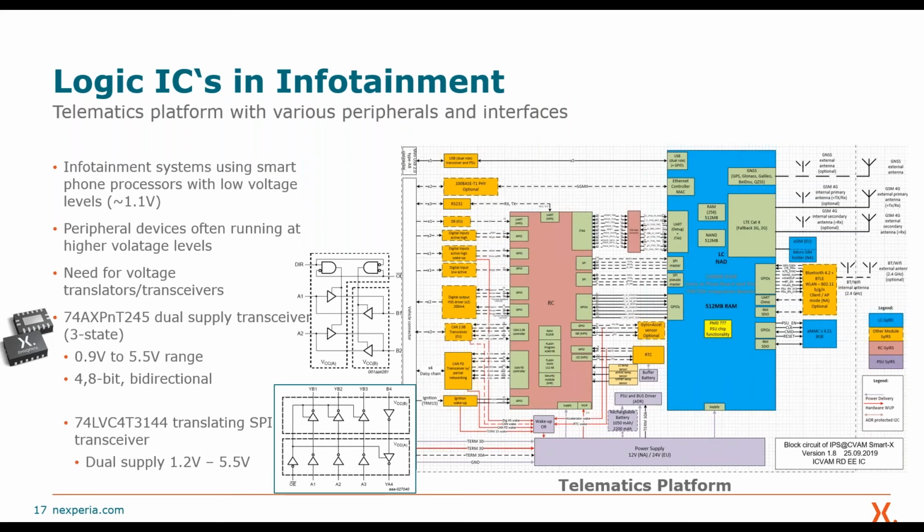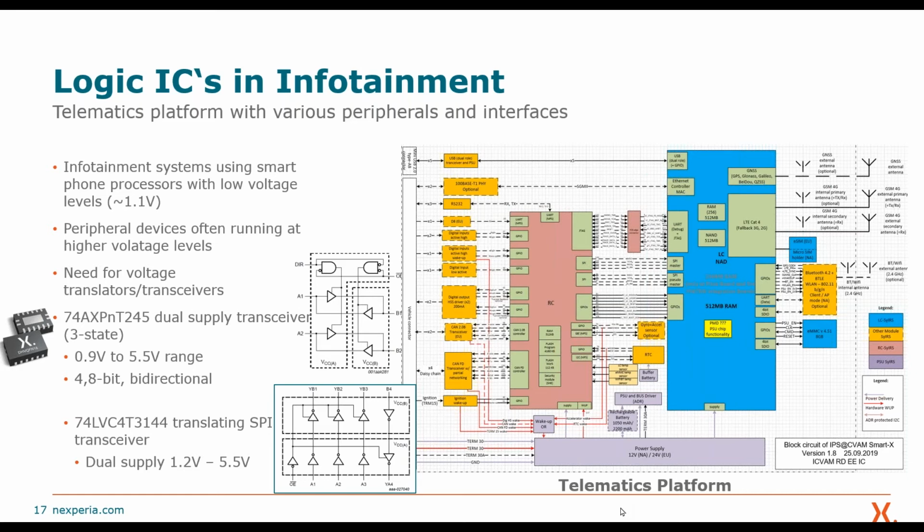Another important area is infotainment. Similar to ADAS, we also have very powerful processors, which are large, mainly taken from smartphones and have low voltage. And we also see here many peripherals and therefore many opportunities for transceivers and other voltage translators. An example for them is our new AXP dual supply transceiver family, which can translate from 0.9 to 5.5 volt, and comes in nice DHV QFN packages, which are leadless and very small, which is important in infotainment.